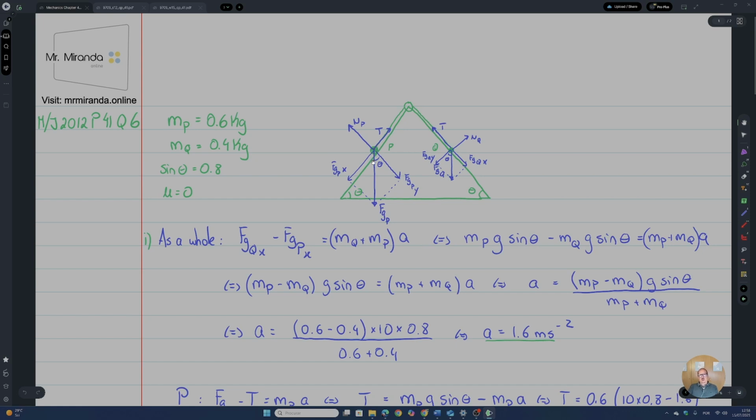In particle P, you have the weight pointing down, and you have the tension along the string. You have a single string passing over a pulley, so the tension is the same throughout the string. So this tension over here is the same in magnitude as the tension over there. Because the mass of P is bigger than the mass of Q, and the inclination is the same, you will know that this will go down and this one will go up. You know that from the start. It's not vital that you have this perception right now, but that's the way it is.